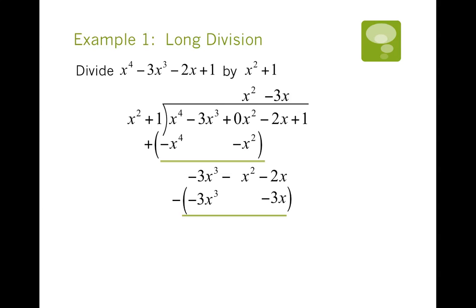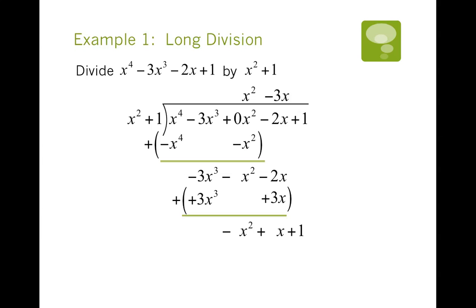Now again, I'm supposed to subtract this result, but I'm going to make my life easier and change it to adding the opposites. And so now the negative 3x cubed plus the positive 3x cubed is going to give me 0. The negative x squared with nothing will stay negative x squared. And the negative 2x plus 3x will give me an x. Okay? Go through the process one more time.